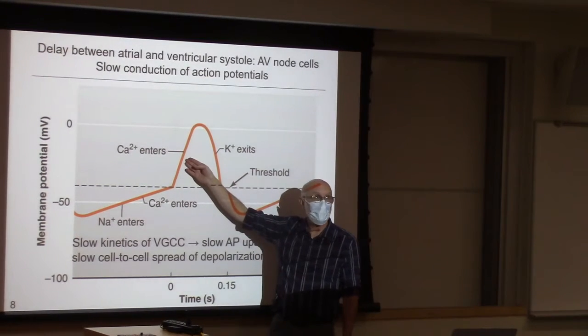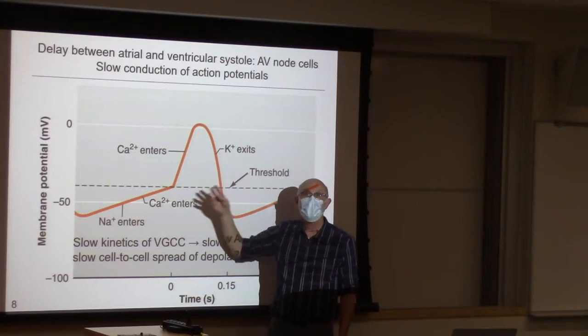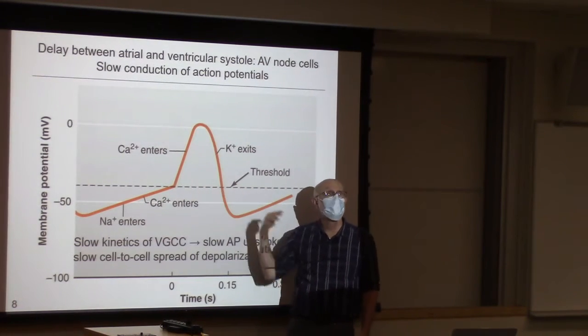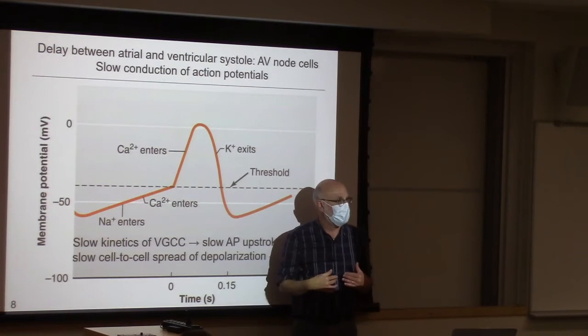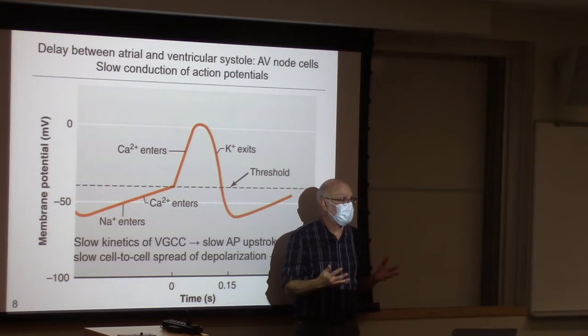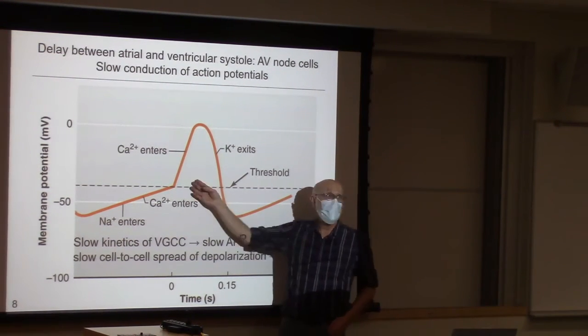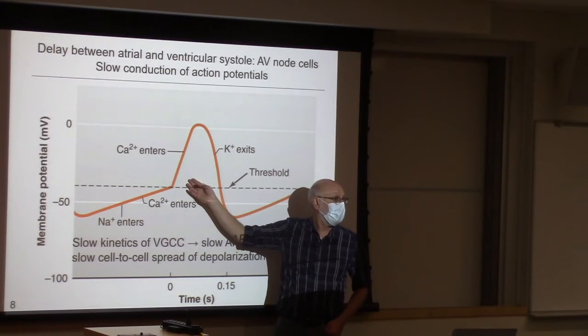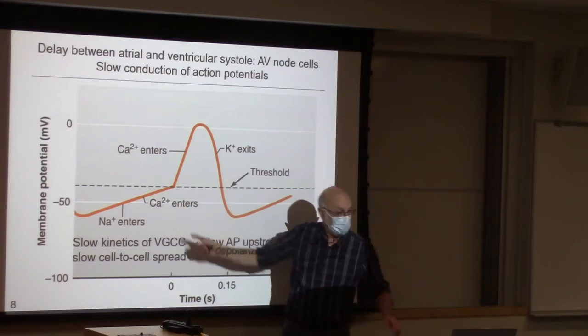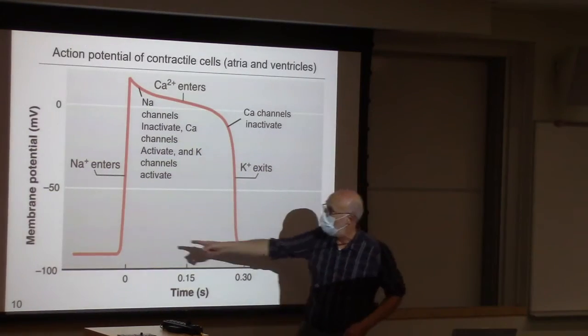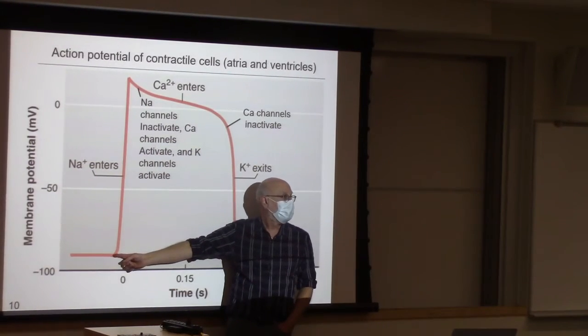But normally, the SA node depolarizes and reaches threshold faster than the AV node. And so normally the AV node is driven by its neighbors the same way the atria and the ventricular myocytes are driven by their neighbors. But if the AV node is not driven by a neighbor, it can act as a pacemaker. You can see ventricular myocardium would basically never normally act as a pacemaker.